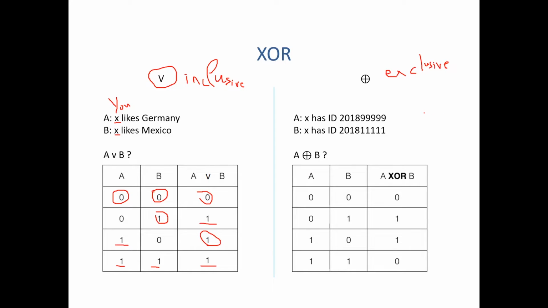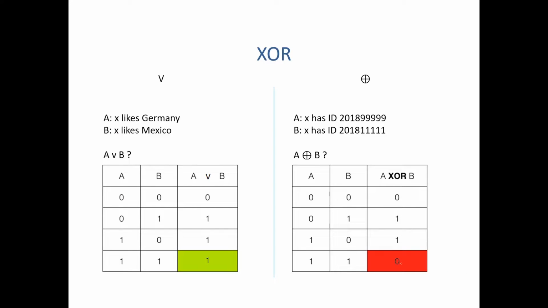Whereas if we go to exclusive, you want one of them to be true, but not both at the same time. Okay, so the difference is here. In exclusive OR, if both of the values are true at the same time, then it's going to be false as a whole statement. You only want one of them to be true.